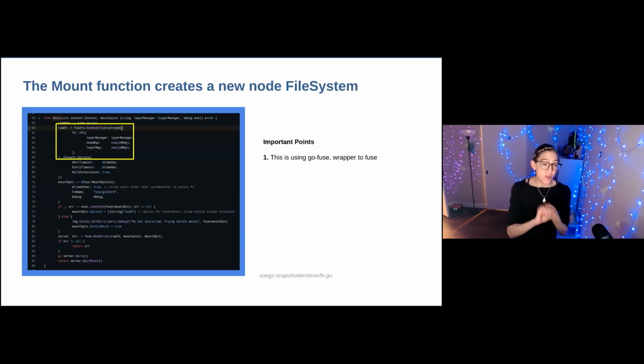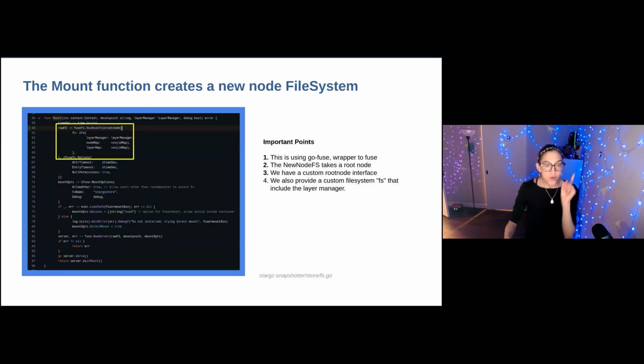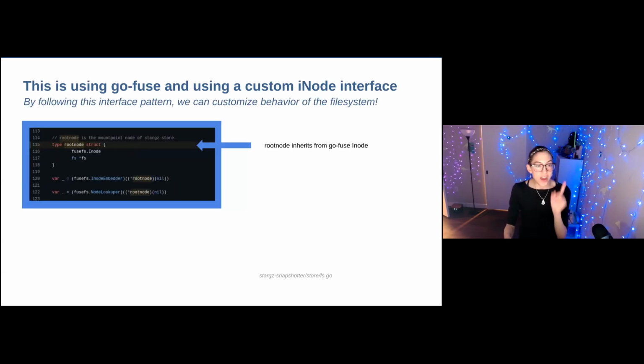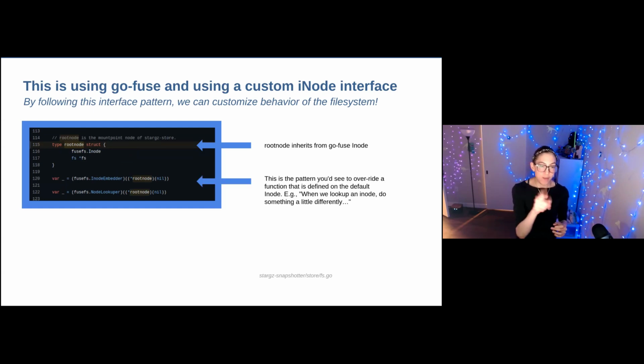So first of all, this is using go-fuse, which is a wrapper to FUSE. That's really important. The new node file system is taking this root node, it's passing it this custom root node interface, and it has the layer manager. So the reason this is important, because when you look at the root node, it's actually inheriting from the go-fuse inode. And if you've used this library before, what you'll know is that when you see this pattern, that's basically saying, okay, I want to override the default function that does embed or lookup, and I want my own custom logic to do something special when that happens.